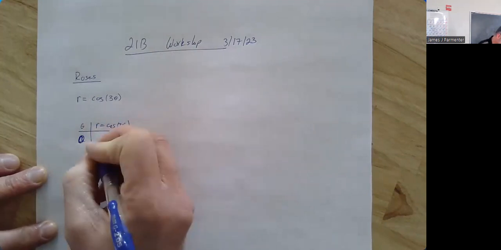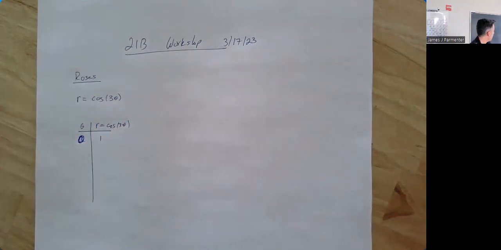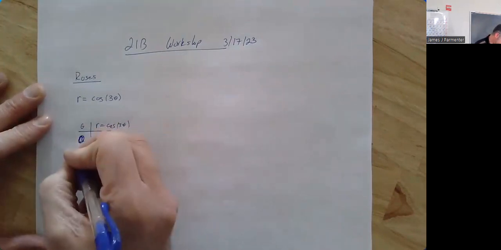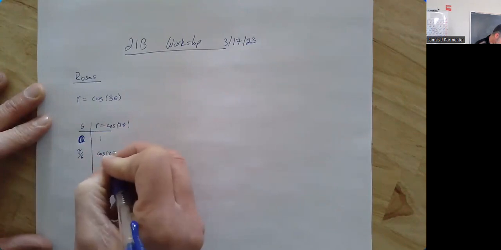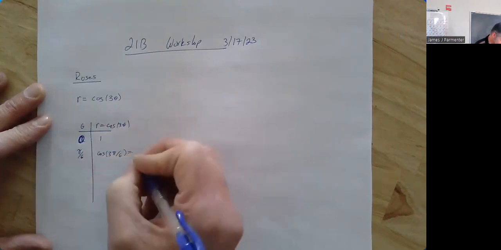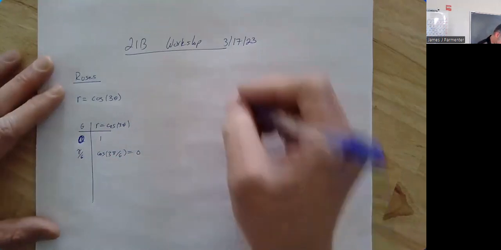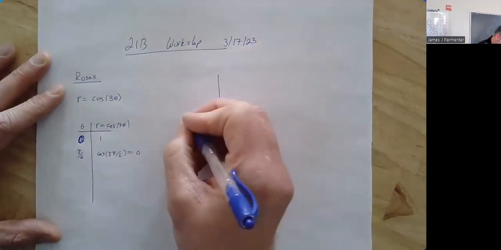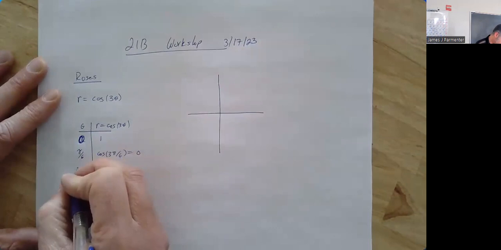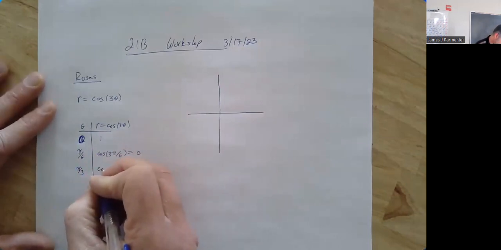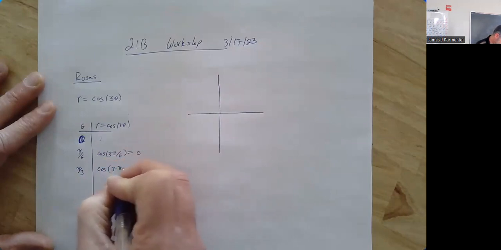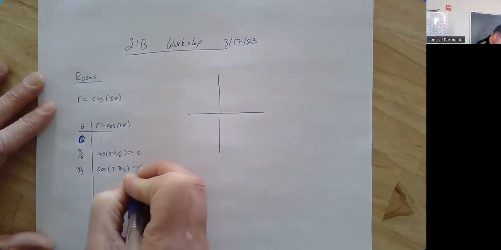So cosine of 0 is 1. And then I'm going to try and pick kind of the next place where cosine is either 0 or 1. So if I go to pi over 6, cosine of 3 pi over 6 is cosine of pi over 2, which is 0. So I can kind of see when I start to draw this thing out. Let's actually go one more. Let's go to 2 pi over 6, which is pi over 3. Cosine of 3 pi over 3 is cosine of pi, which is negative 1.